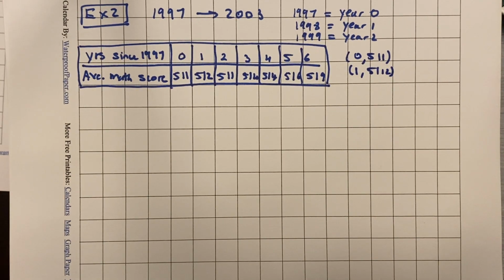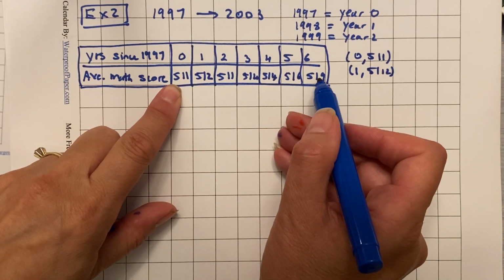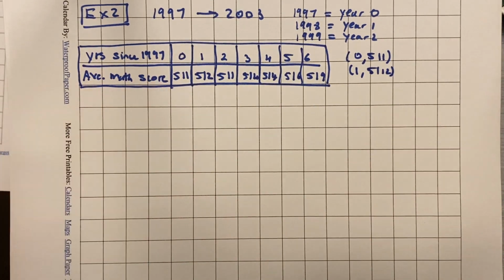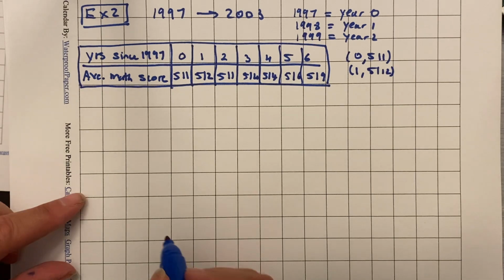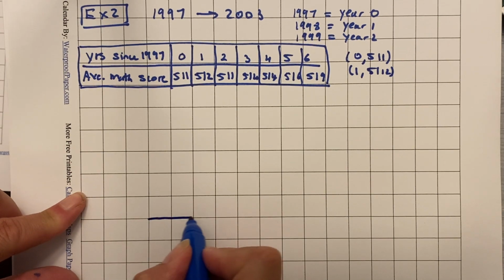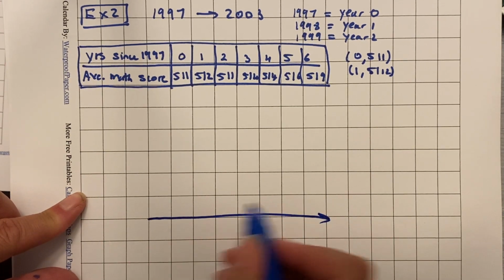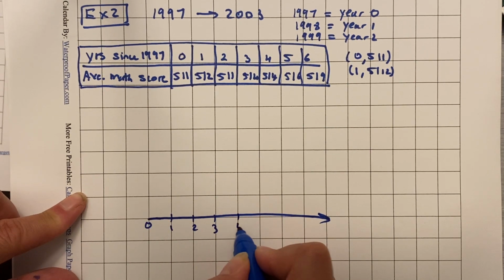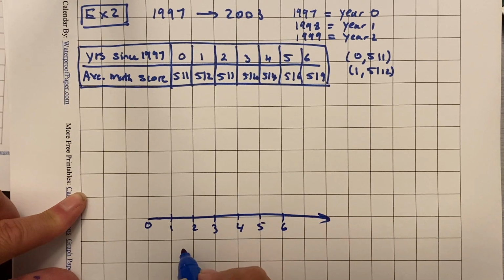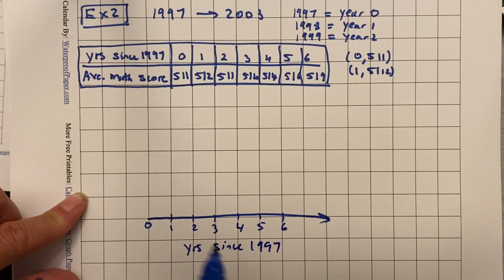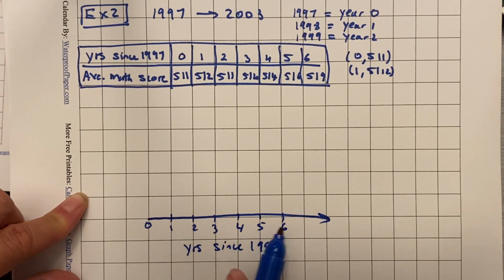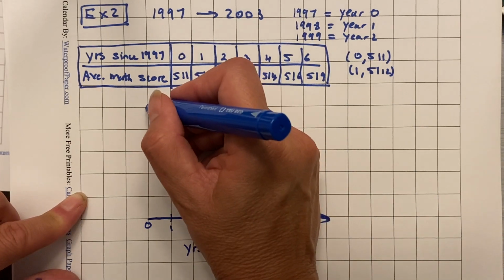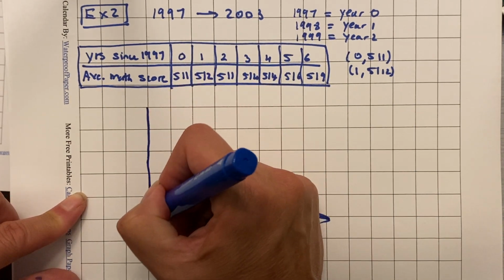What do we do with that? Because you can notice this is going 511 to 519, and this is 0 through 6, right? So this bottom part is easy if I'm graphing. 0, 1, 2, 3, 4, 5, 6. And this is years since 1997. In other words, year 0, 1997, 98, 99. Sometimes I actually write them underneath. That way it's easy for me to see. But what do I do on this axis?